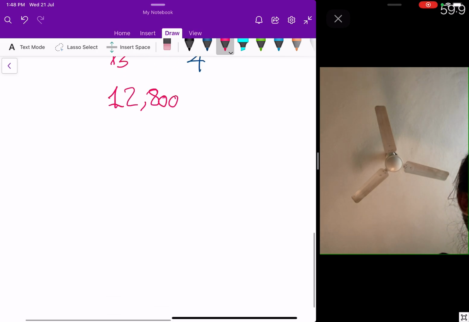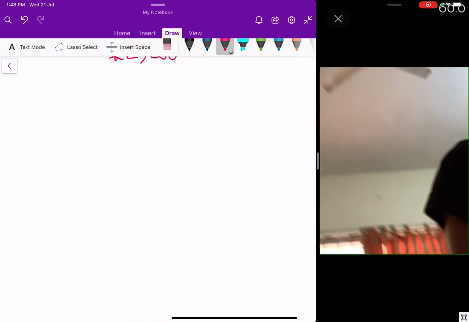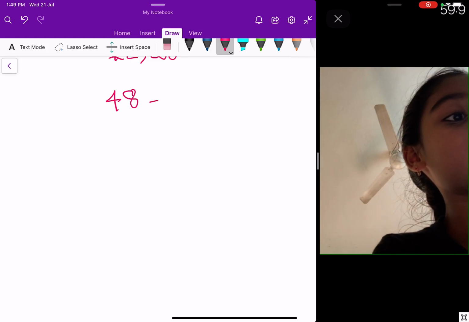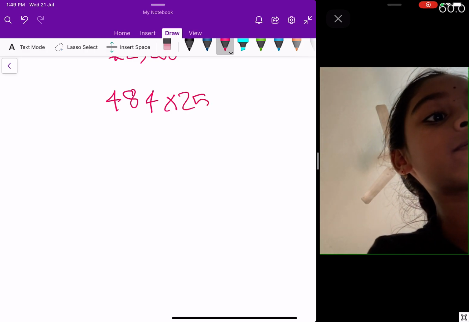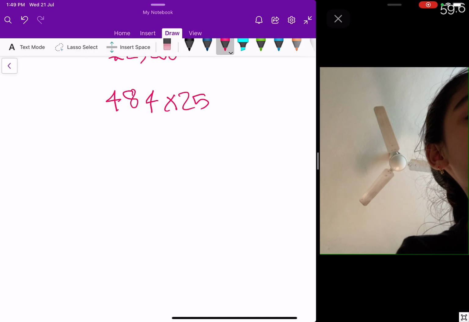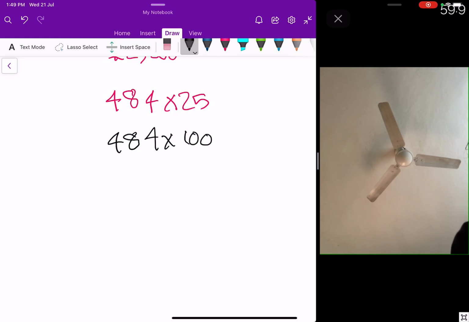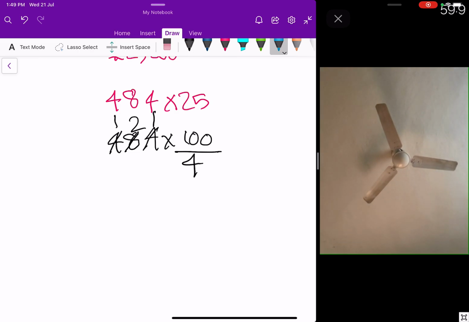Now I am telling another example also. We can take 484 into 25. We can write 25 as 100 by 4. 4 ones are 4. 4 twos are 8. And 4 ones are 4 again. 121 into 100 is equal to 12,100. The answer is this.